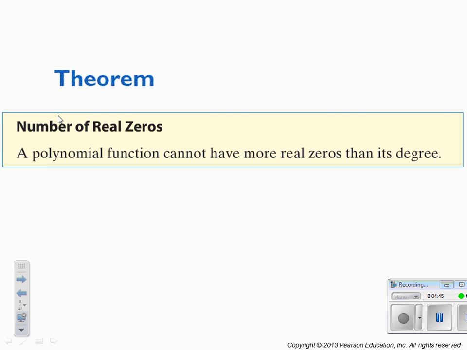All right, a polynomial function cannot have any more real zeros than its degree. So if I'm 5th degree, I can't have any more than 5 zeros. If I'm 4th degree, I can't have any more than 4 zeros. So whatever your degree is, you can't exceed that amount of zeros.